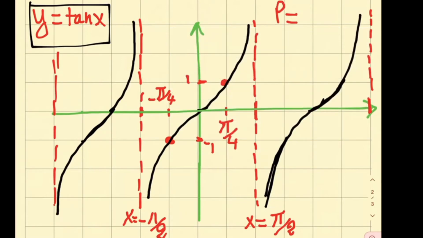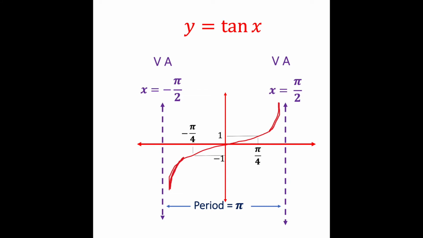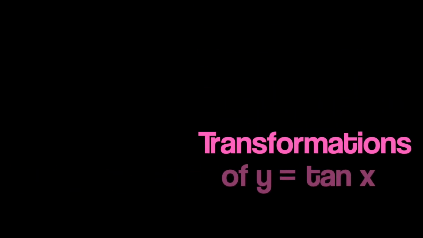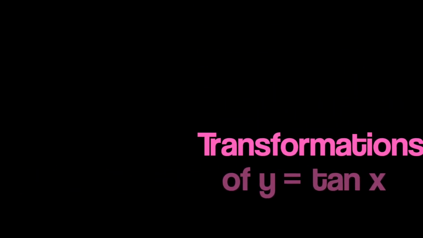The period is the distance between the two asymptotes, which is pi. Here is a summary of the key facts to remember. With these key facts, we can graph transformations of tangent x.